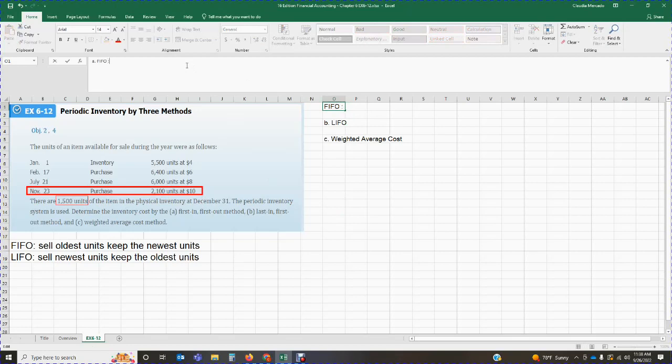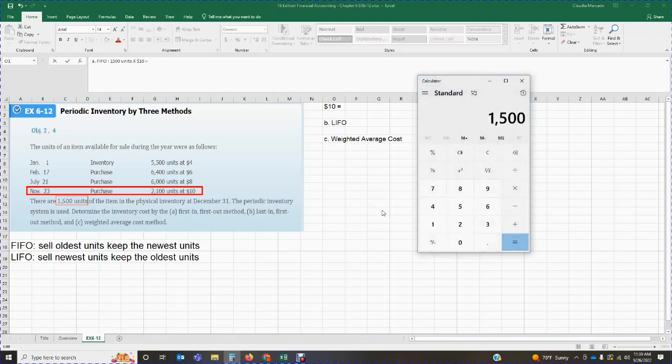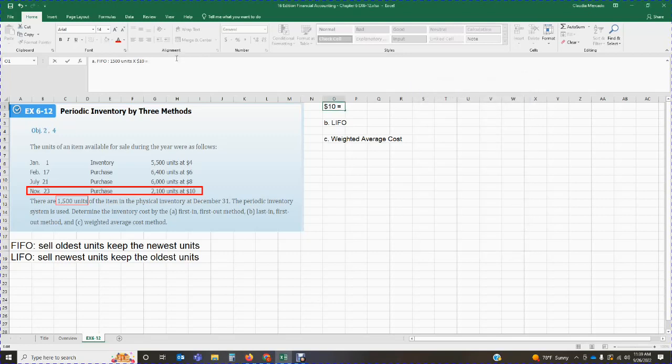So my calculation would be I have 1,500 units at $10 a piece, so 1,500 times $10 gives me a value of $15,000. If I was using the FIFO method, where you sell the oldest and keep the newest units, those 1,500 units in my warehouse would be valued at $15,000.